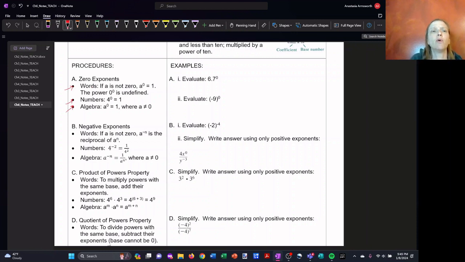So the rule here for zero exponents is that so long as a is not 0, anything raised to the 0 power equals 1.